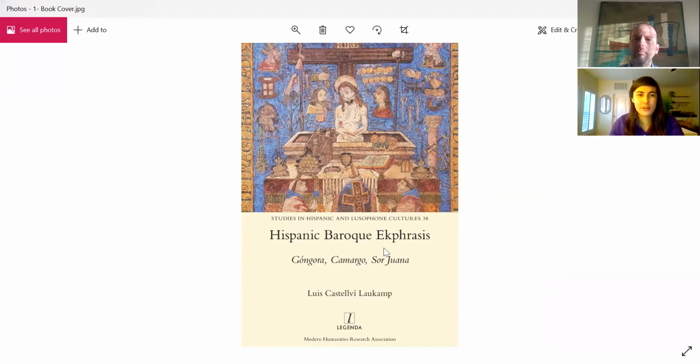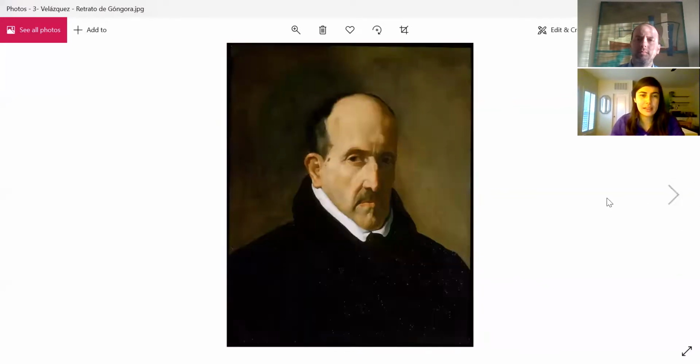Yes, wonderful. So I thought now that we could focus on Góngora for a bit, and whether you can discuss Góngora's presence in the Spanish court and how much access he had to the royal collections. Perhaps you can also discuss Velázquez's portrait of him, if you can show us an image of it. Sure. Here you have the image.